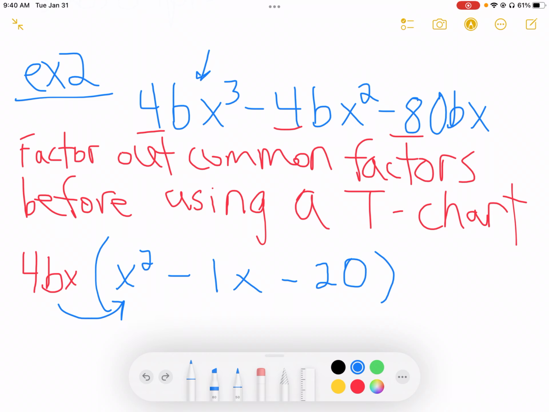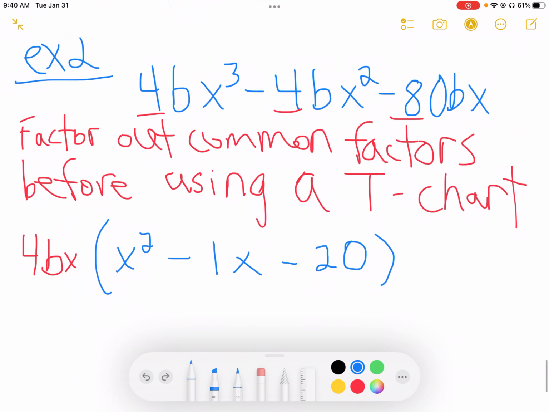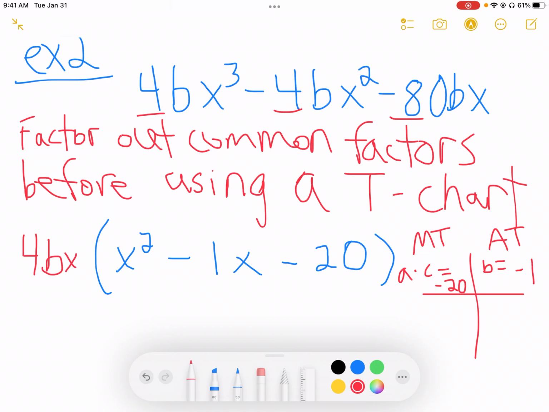Okay, so now I'm good. Now I know that I have what I need. Now I can make my t-chart. So my t-chart, as we've covered a couple of times in this video, I have multiplies to, and this is the a times c thing, so I have minus 20. And then my adds to is just my b term, which is just minus 1, okay? So I need to find two numbers that simultaneously multiply to minus 20 and add to minus 1.